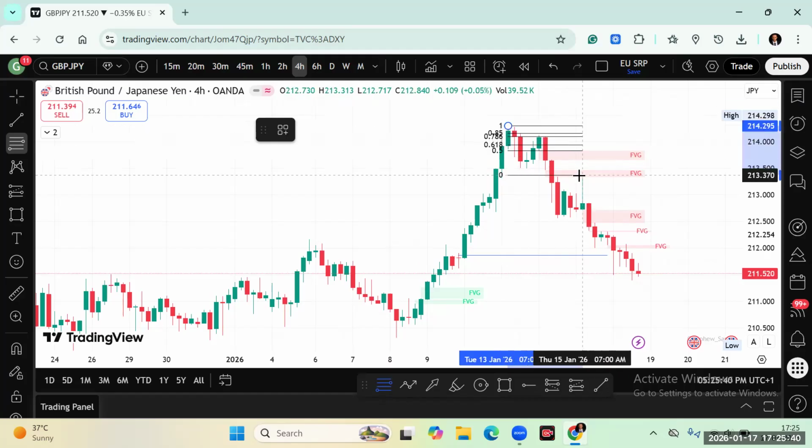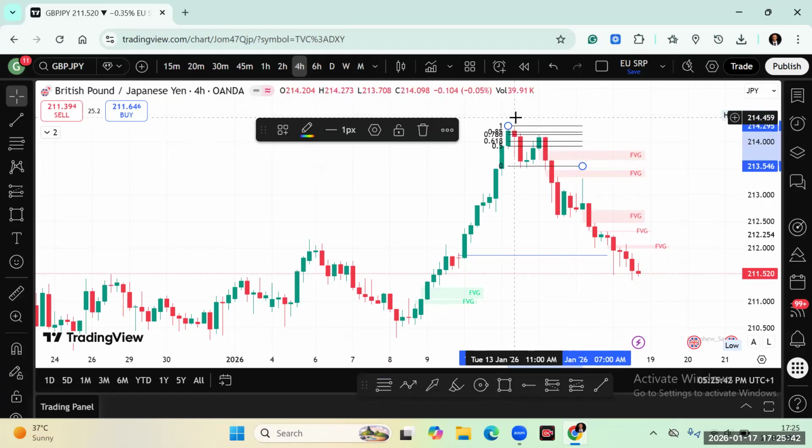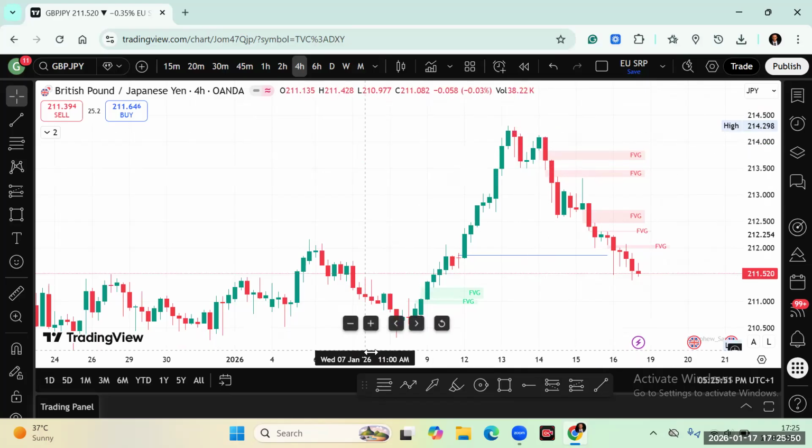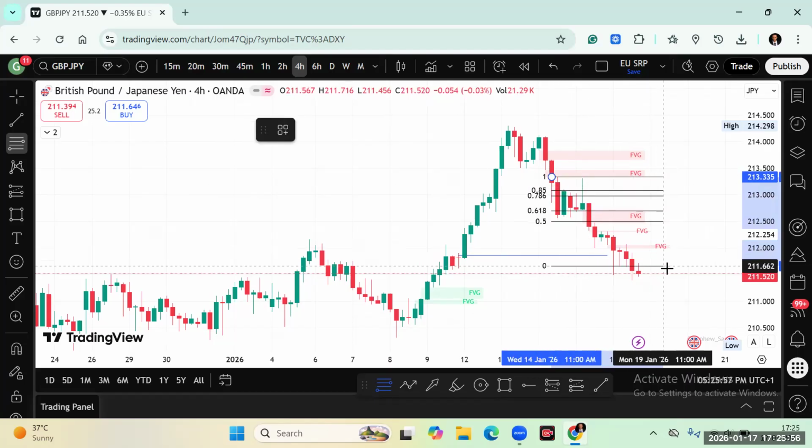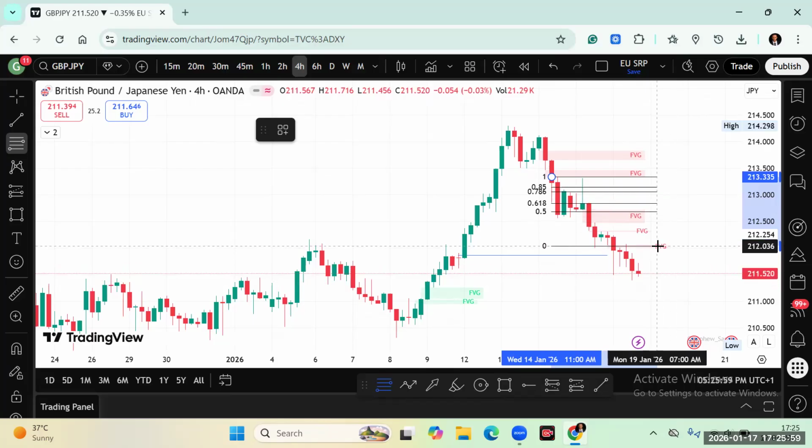So this one did a full mitigation. Okay, this one happened. It came to 0.7 and picked the sell order, and then, what do we have here? Since then, price has not returned. It just kept selling.